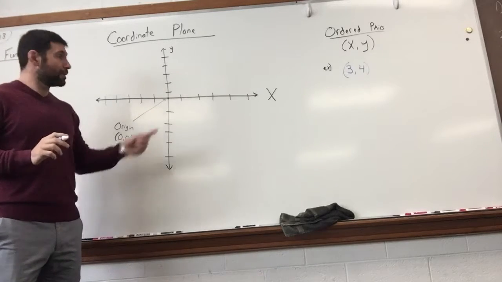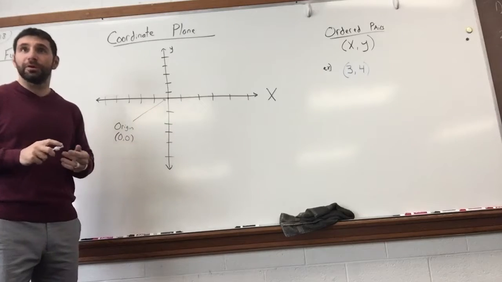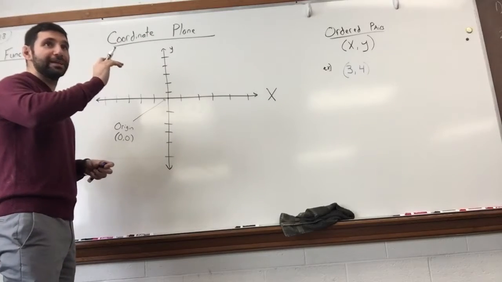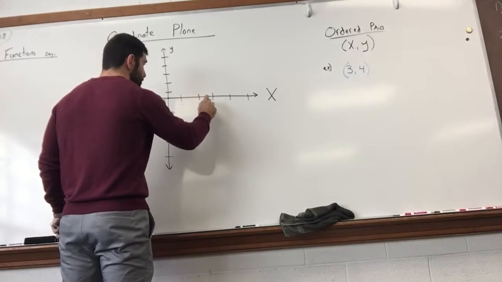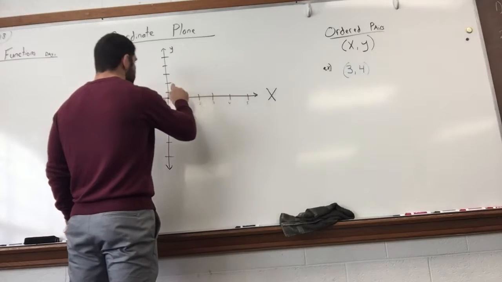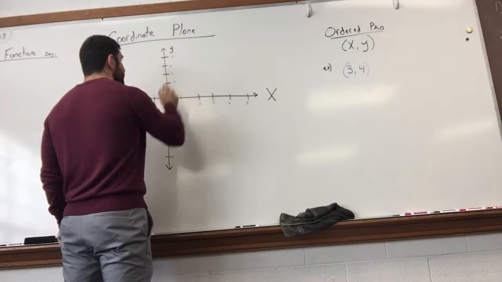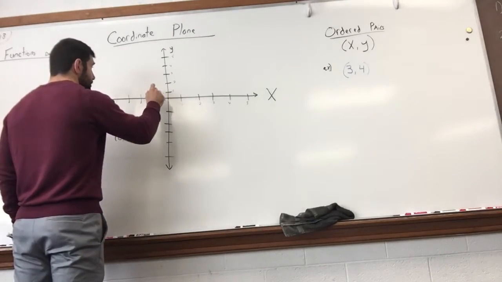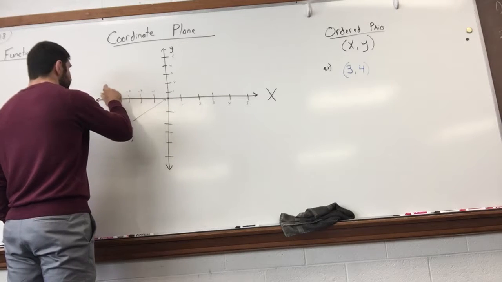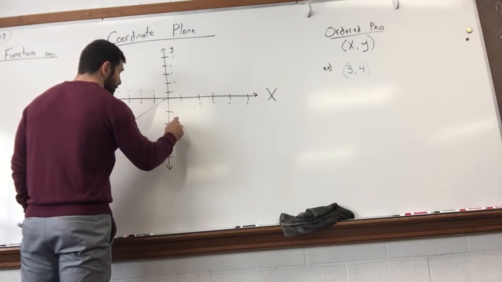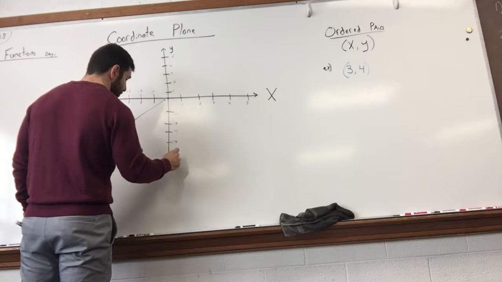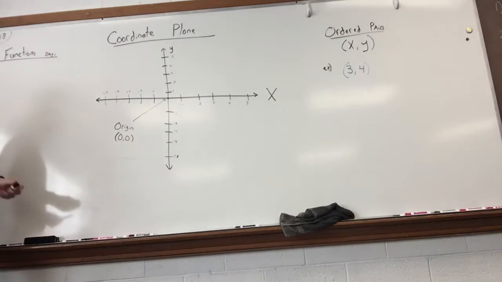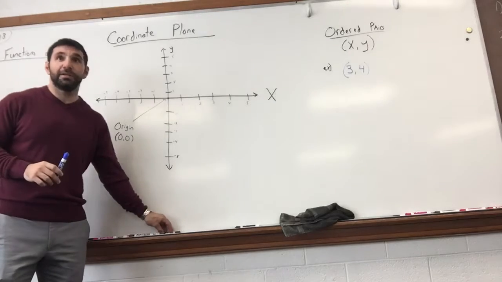So, first off, we have to know what numbers are on this coordinate plane. Well, our positives go to the right and up. So this is 1, 2, 3, 4, 5. 1, 2, 3, 4, 5. If positives go to the right and up, negatives go to the left and down. Everybody with me?